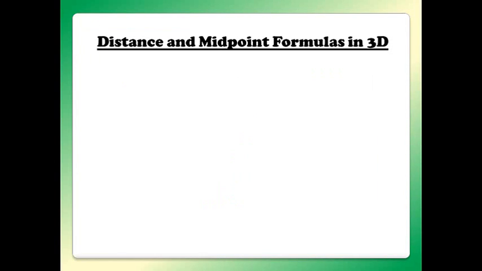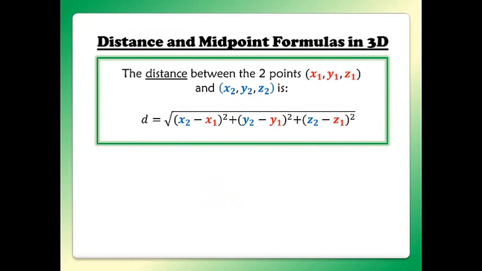Now we're going to talk about finding the distance between and the midpoint of 2 points in 3D space. First, the distance between 2 points. This formula probably looks familiar because this is the portion that we use when we talk about 2D distance. When we find the distance between 2 points in 3 dimensions, we also have to factor in the distance between the z coordinates. So we have the difference in the x direction squared, plus the difference in the y direction squared, plus the difference in the z direction squared. And then we take the square root of all of that to find the distance between those 2 points.